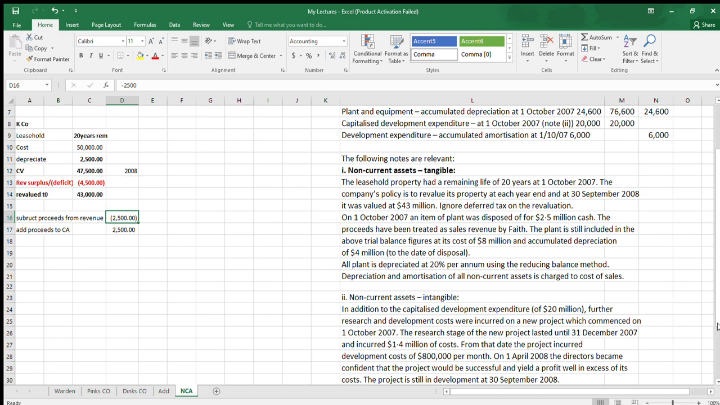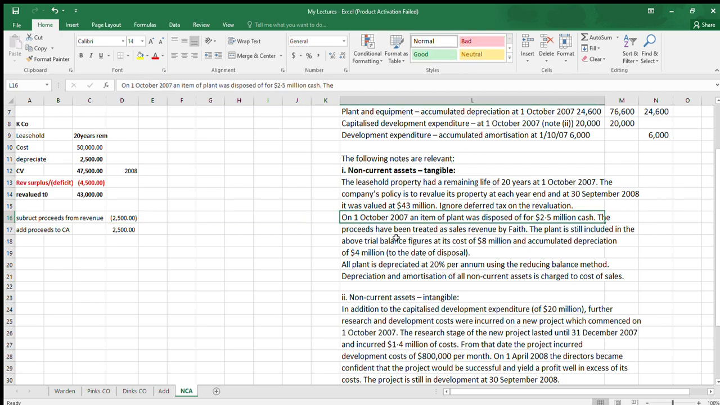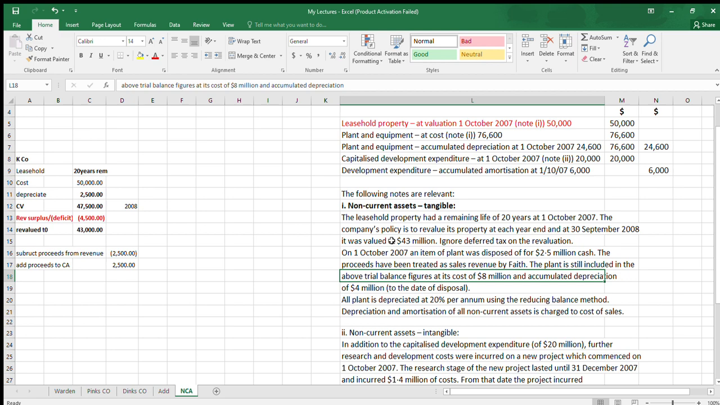Now the question continues to say the proceeds have been treated as sales revenue by Faith. The plant is still included in the above trial balance figures at its cost of 8 million and accumulated depreciation of 4 million, which is wrong. On this 1st October, they sold it, but yet still it is included in the above trial balance at the cost of 8 million.